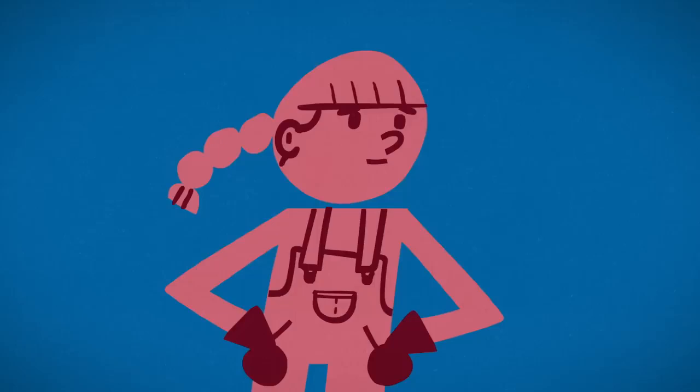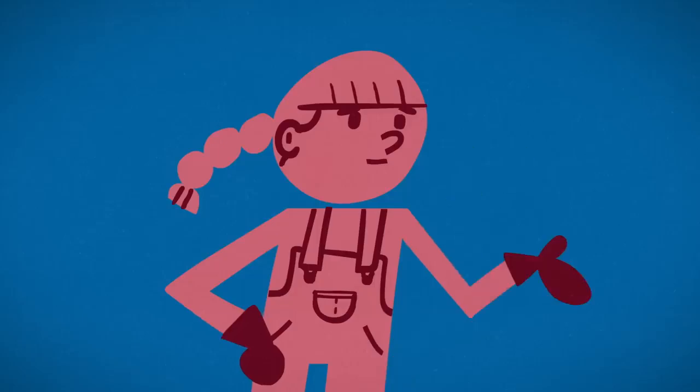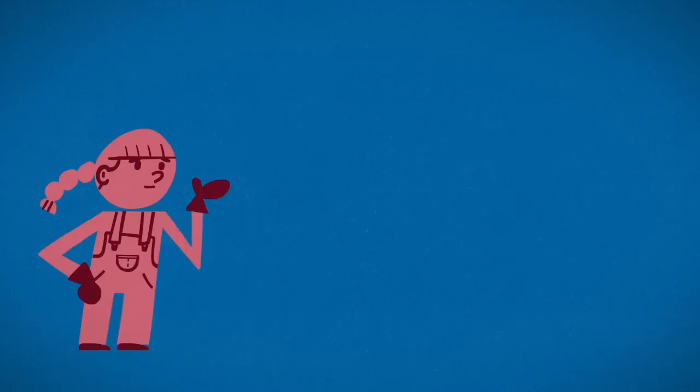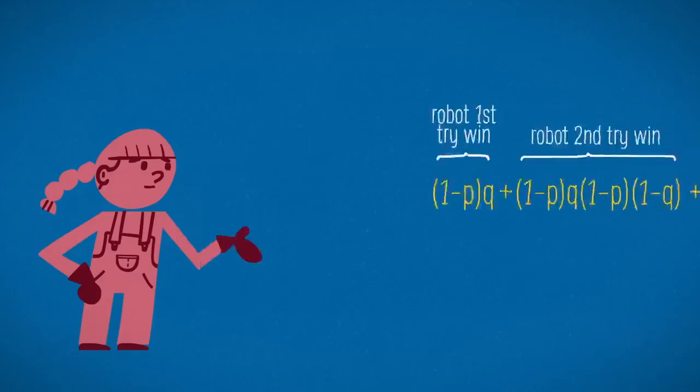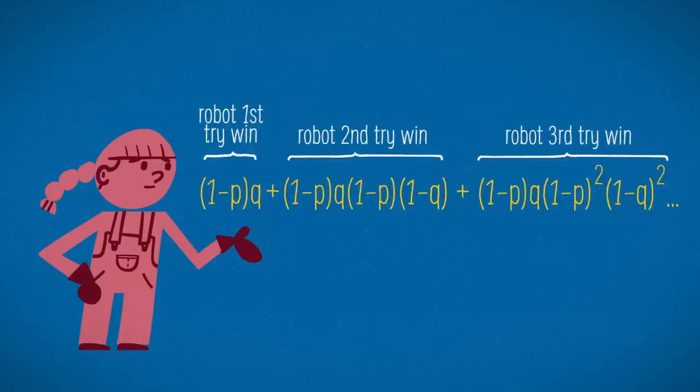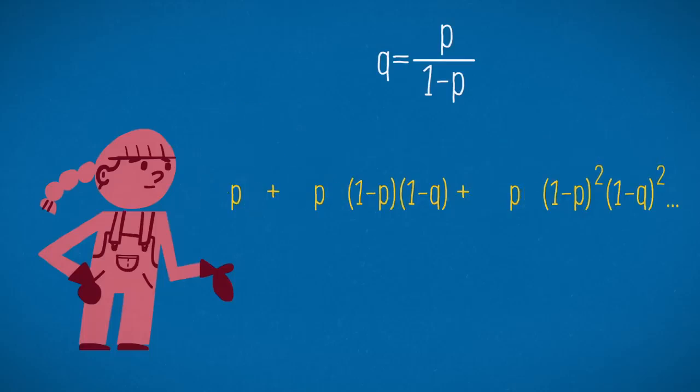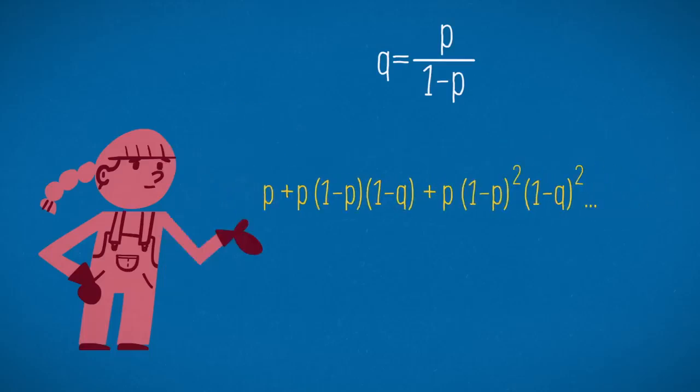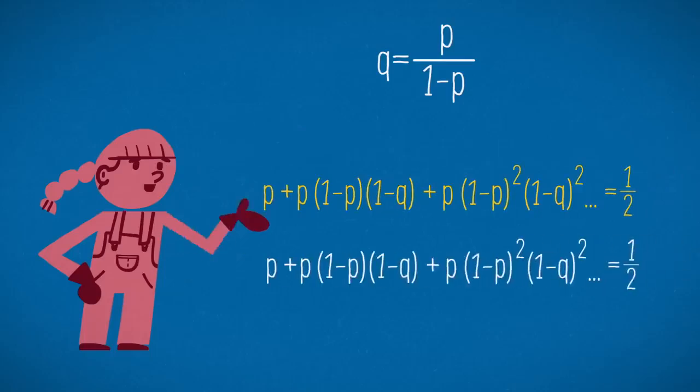The robot's total probability is also the total of a geometric series. How does this series compare to the human's? To win, the robot needs some number of double misses, then a human failure followed by a robot success. If Q equals P over 1 minus P, 1 minus P times Q is P. For our choice of Q, not only do these series have the same sum, but they're the same series.